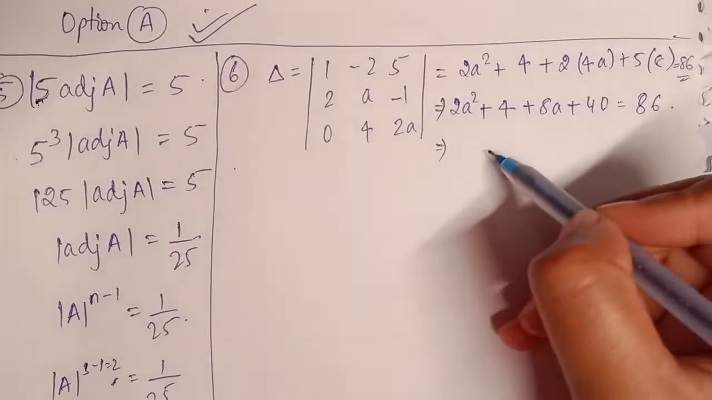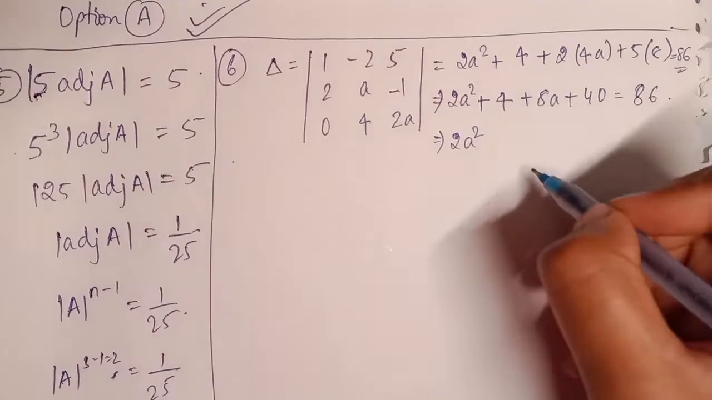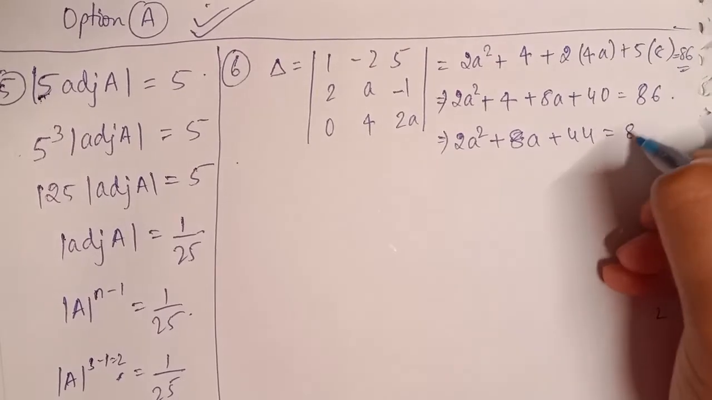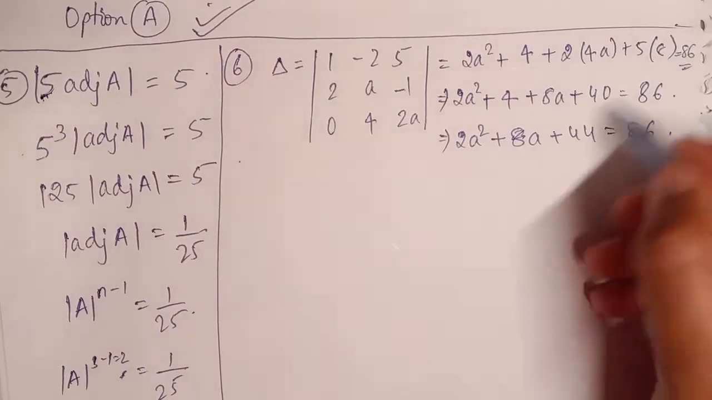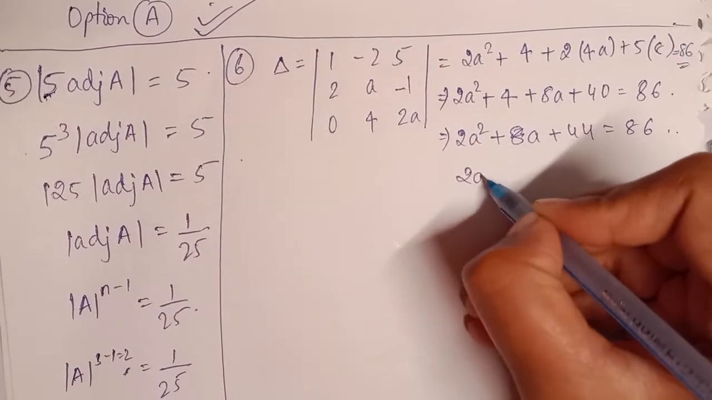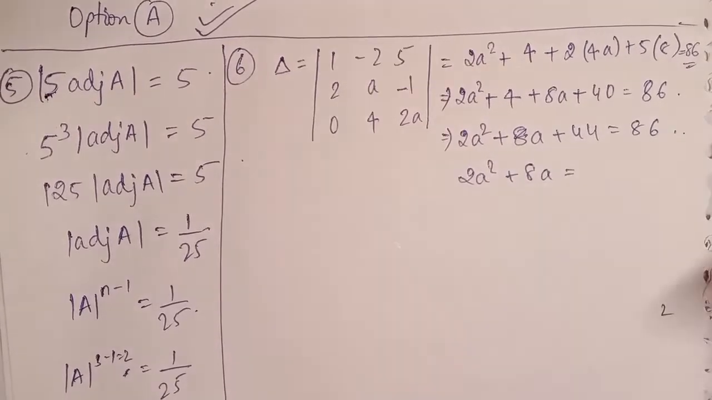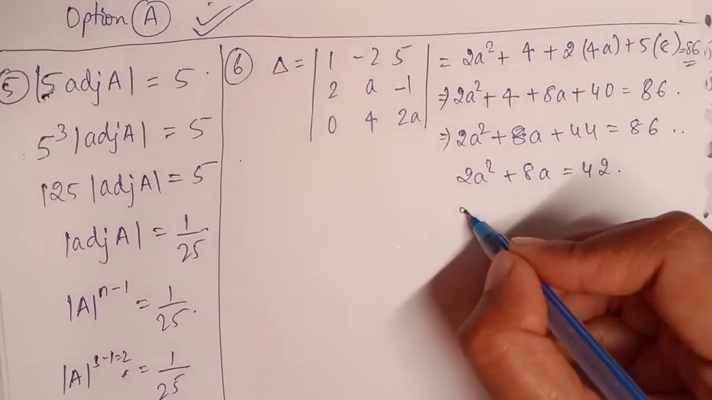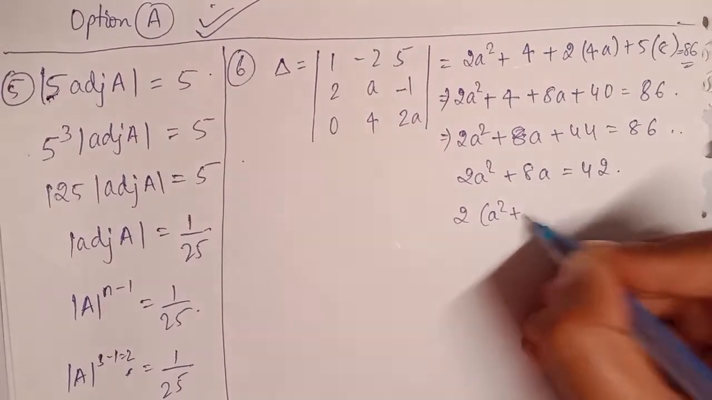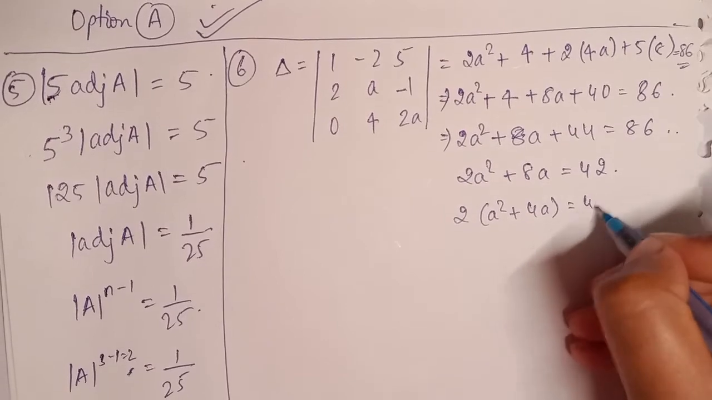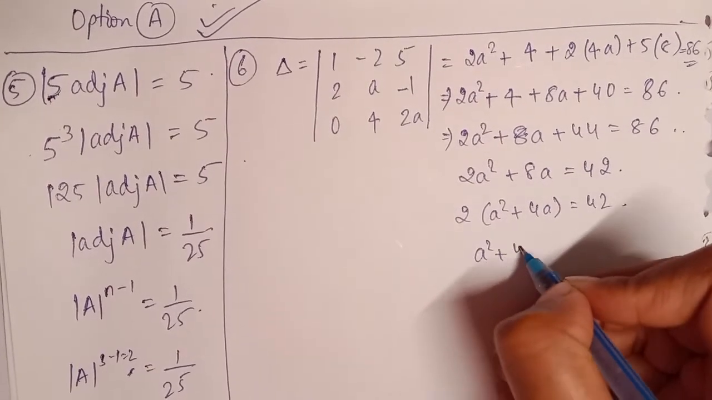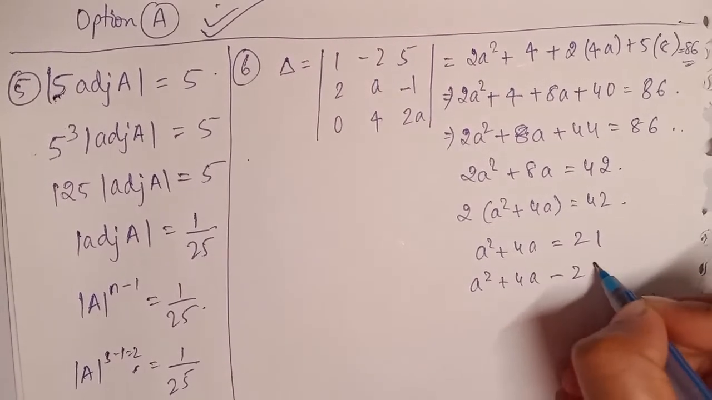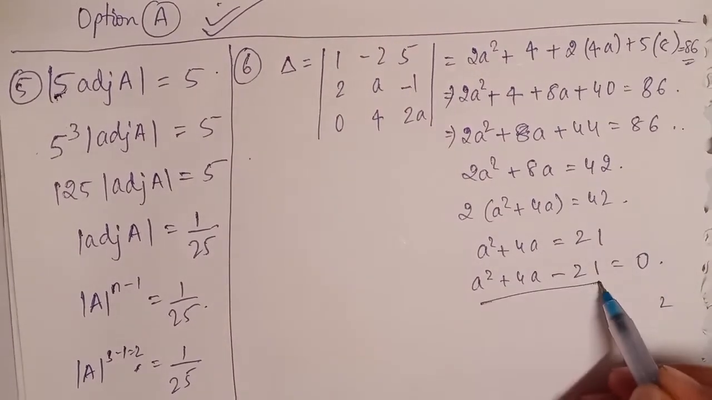So going back to the question, 2A square plus 8A plus 44 is equal to 86. So we take 44 this side and we subtract it. 2A square plus 8A is equal to 42. We take 2 common, A square plus 4A is equal to 42, so A square plus 4A is equal to 21. A square plus 4A minus 21 is equal to 0. We get a quadratic equation.